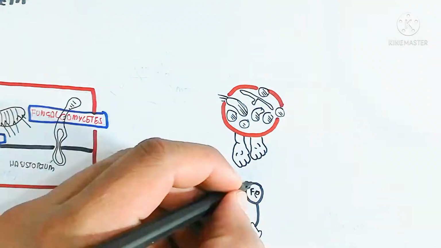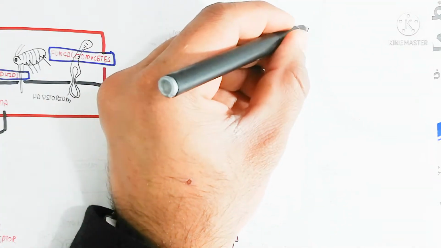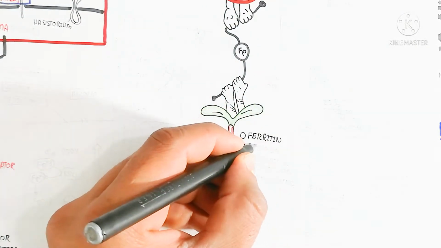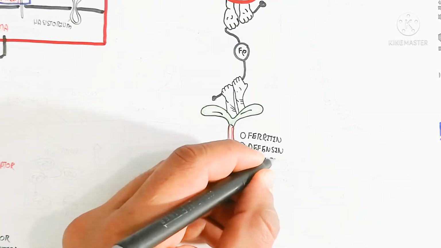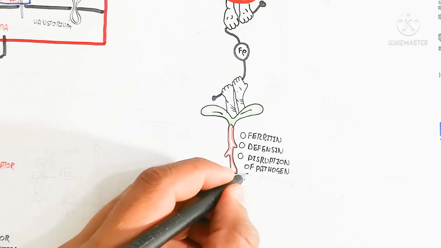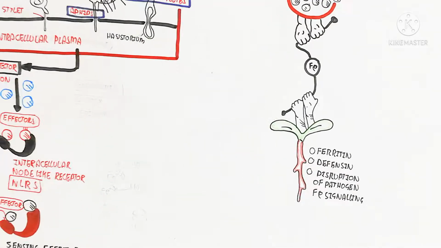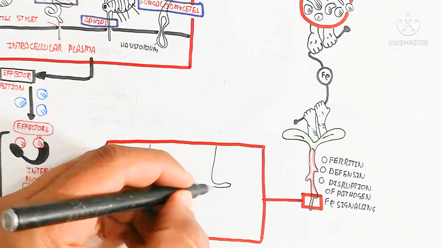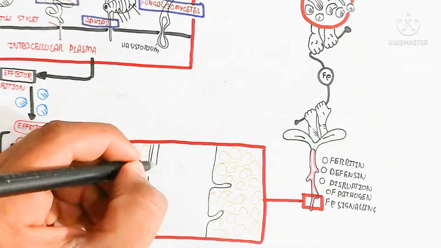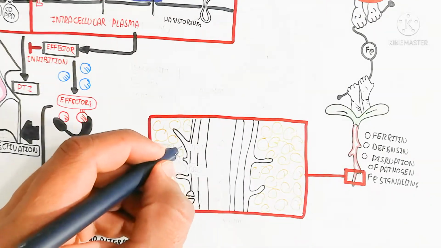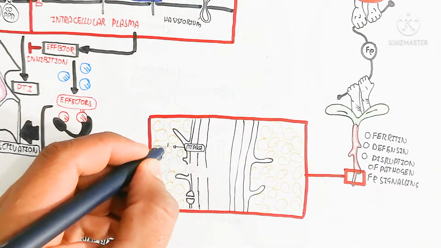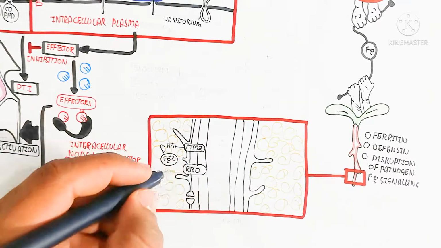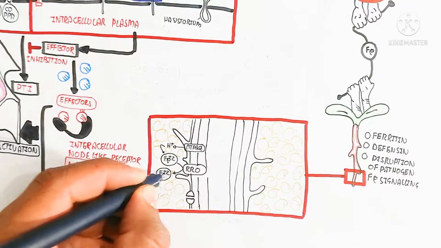So here let's begin to understand an important thing, the iron-associated immunity. So iron deficiency will lead to an increased immune response. So here is the ferritin, defensin, disruption of pathogen iron signaling. In this way, if the pathogen has more iron, it will decrease the cellular iron. So here you can see the iron will move inside to increase the iron, but the important thing is that here is the ATPase.